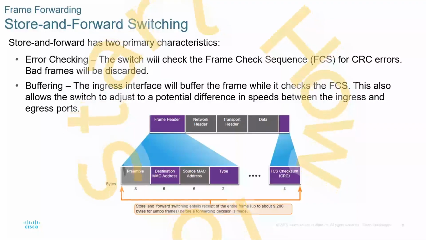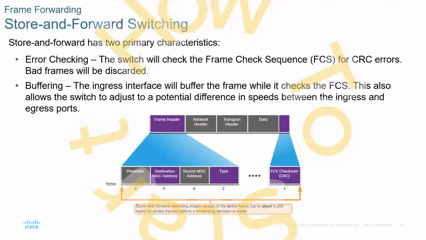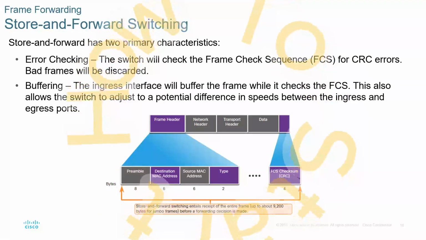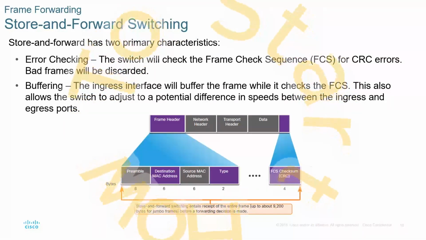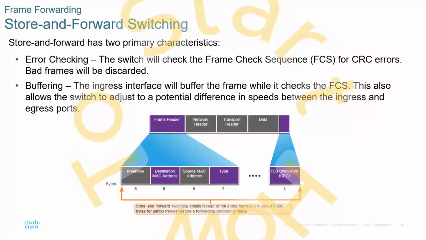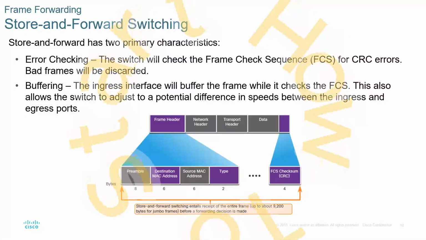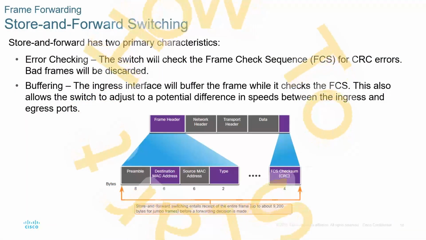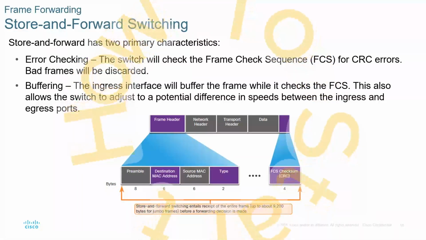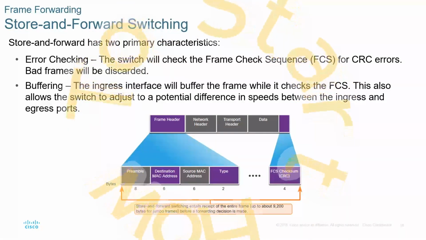So store and forward has two primary characteristics: error checking and buffering. The buffering is basically the ingress interface will buffer the frame while it checks the frame check sequence. This also allows the switch to adjust to a potential difference in speed between ingress and egress ports. So again, there's some pros there. The error checking, again, if there is an error, will discard the frame.